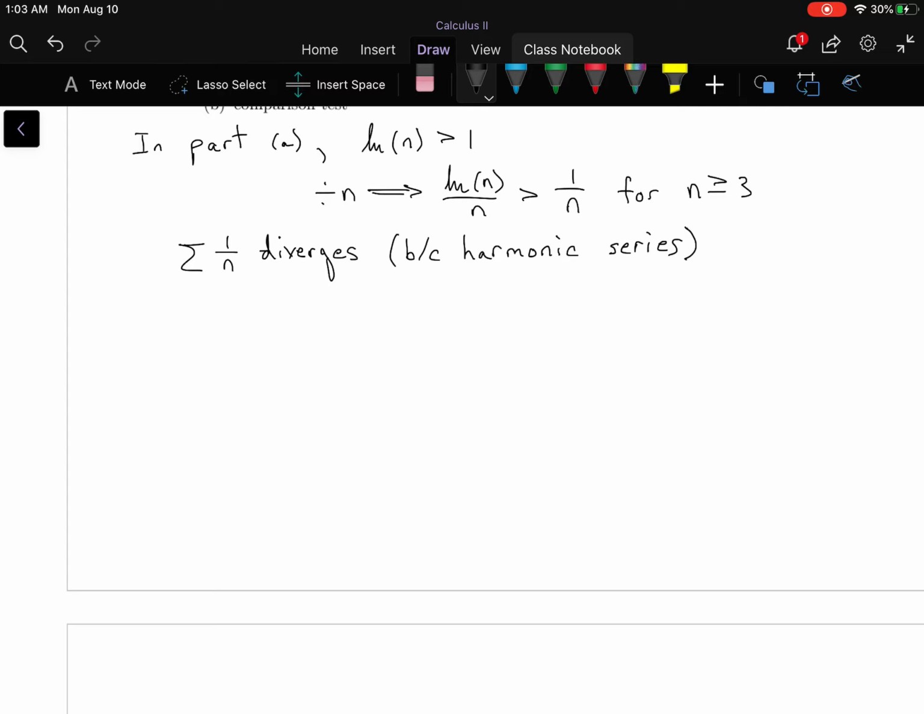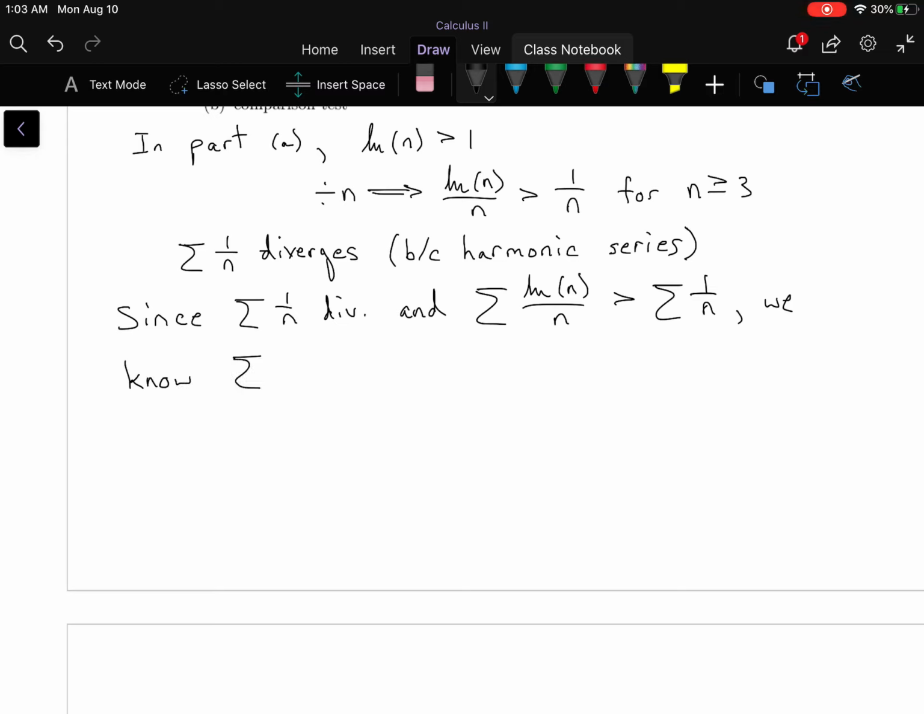Now, since the sum of 1 over n diverges, and the sum of the natural log of n over n is going to be greater than the sum of 1 over n, we know that the sum of the natural log of n over n also diverges.